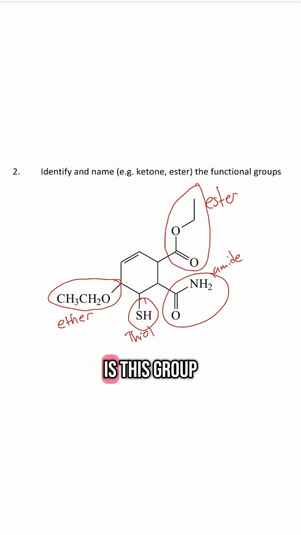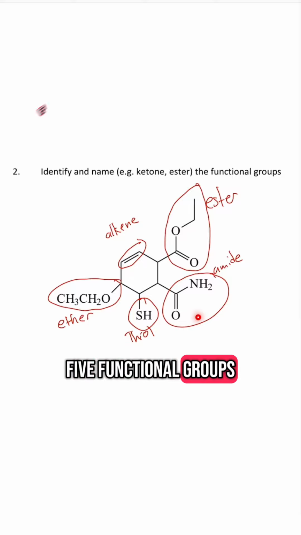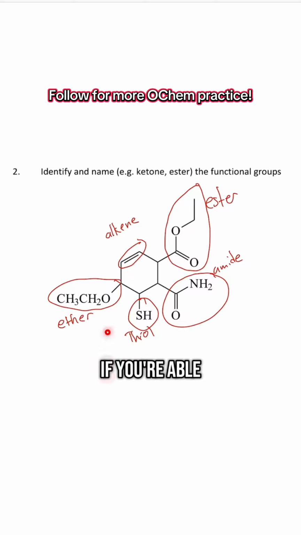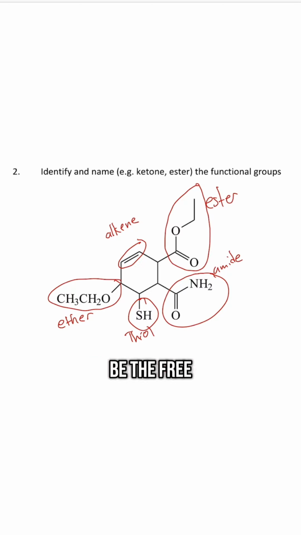So this last one is this group right here. This is a double bond, also known as an alkene. So there we go. We have 5 functional groups on this molecule. If you're able to do this, these should be free points on your exam.